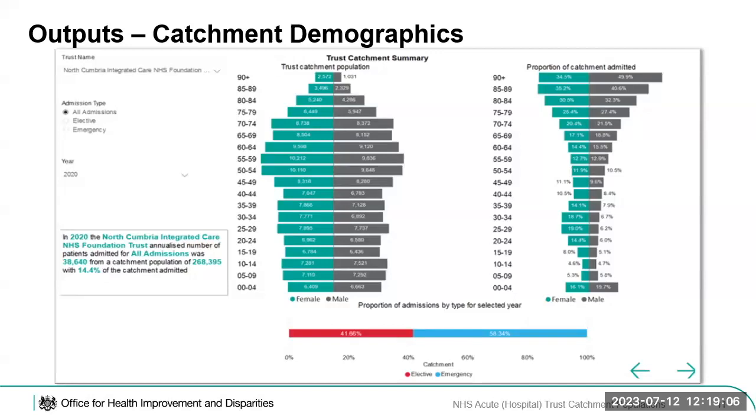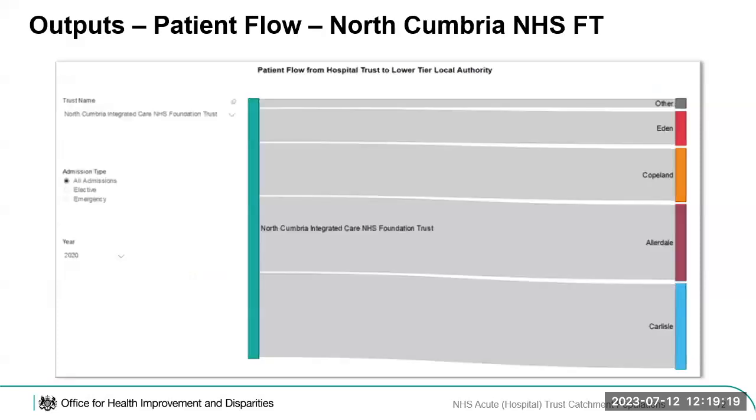We can look at who's in the catchment and the proportion of those that come through to the hospital. We can work out estimates of the ethnic groups of the people in the area who are likely to come to your hospital, which may be useful for you as well. We can look at patient flows.